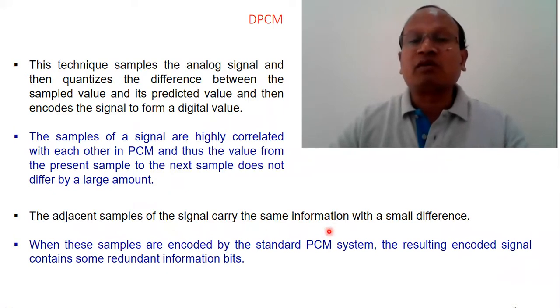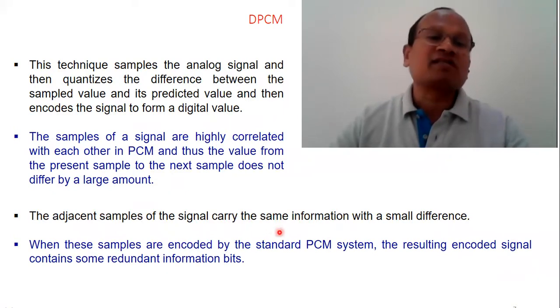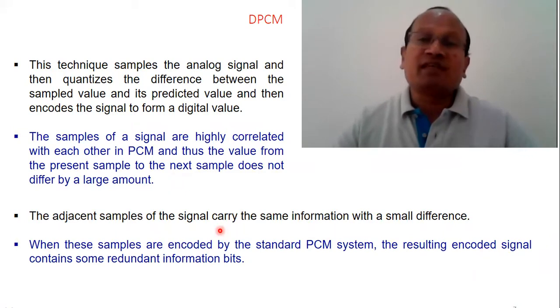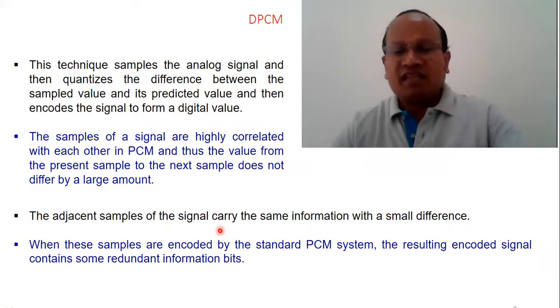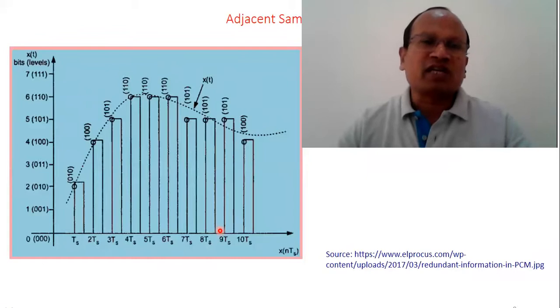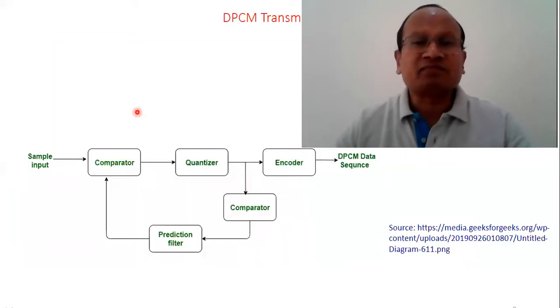When these samples are encoded by standard PCM, the resulting encoded signal contains some redundant information bits. So the data redundancy, the bit redundancy problem which is involved in PCM is addressed in the DPCM. This is what I was trying to tell you: if you see the neighboring samples, the equivalent codes are almost the same, because the information from one sample to the adjacent sample is not changing very much. So that's the meaning of adjacent samples and the correlation.